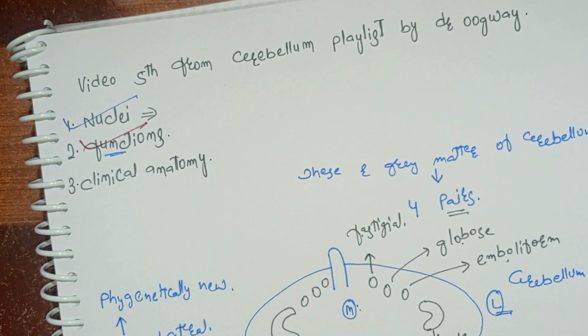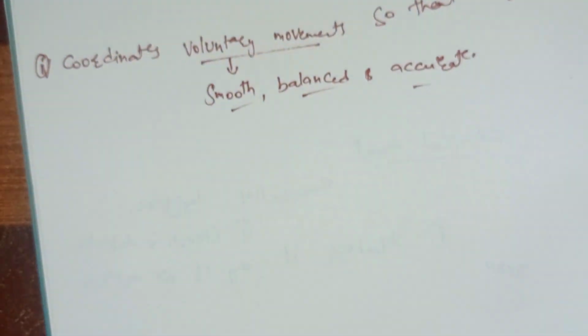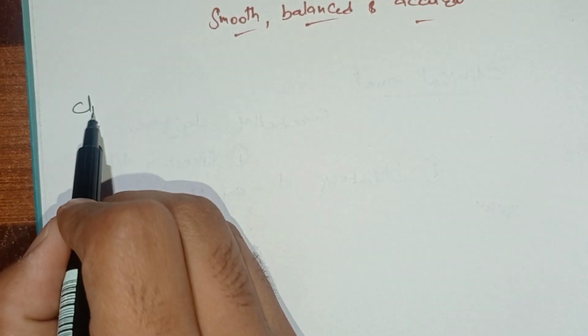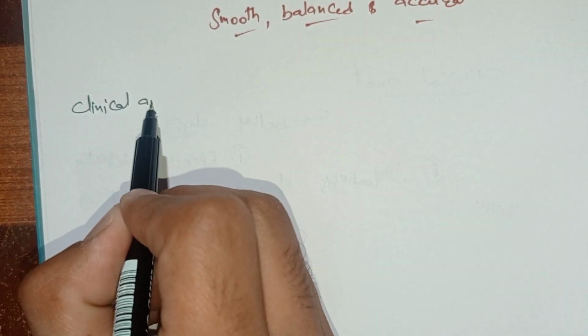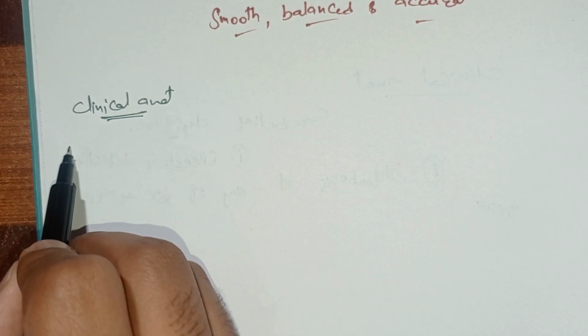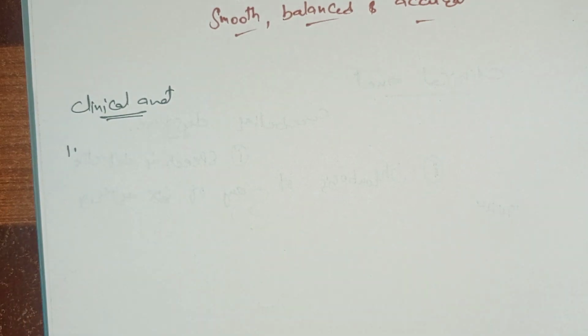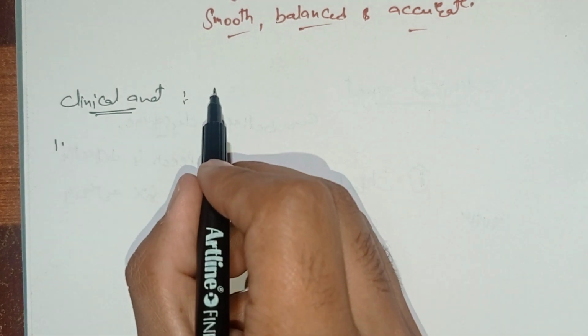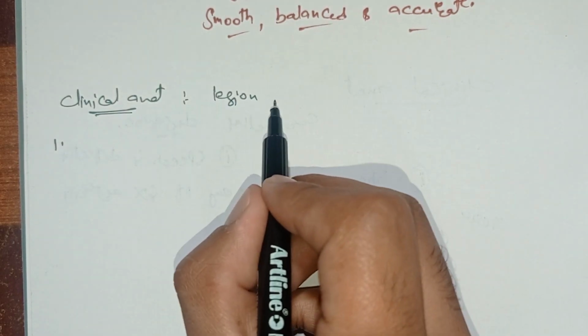Now we will talk about its clinical anatomy. Now we have here the clinical anatomy of the cerebellum. In clinical anatomy, we will talk about the lesions. What if there is a lesion to the cerebellum?